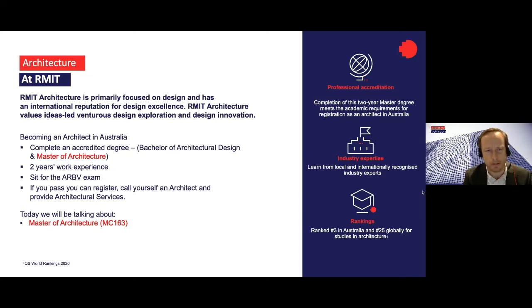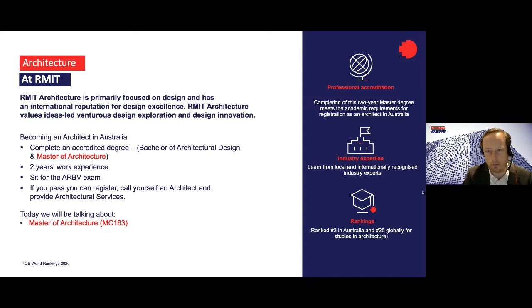The Master of Architecture in Australia is the accredited degree, accredited by the AACA nationally. To enrol in it, you'll need a Bachelor of Architectural Design or an equivalent degree. To become a registered architect, you need to do the Master of Architecture, have 2 years of work experience, and then you can sit for the APE, which is the Australian practice exam.